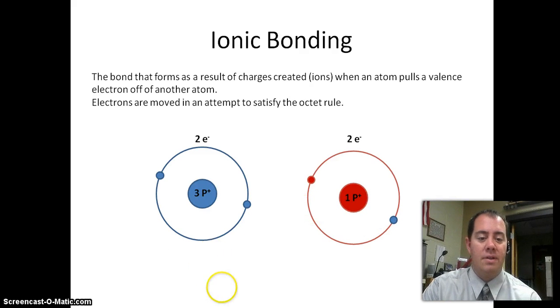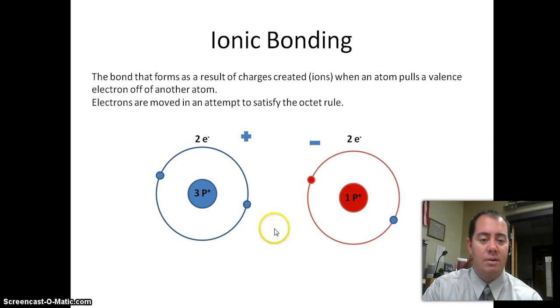And so now I have lithium over here that has 2 electrons, and hydrogen that has 2 electrons. They're both full orbitals, and so they're both stable. Both satisfy the octet rule. The only problem now is I had 3 positive charges over here before, and I had 3 negatives, but now I only have 2. And so that's going to give this atom a charge of positive 1, because I have 1 more positive charge than I have negative charges. So I lost an electron and gained a charge.